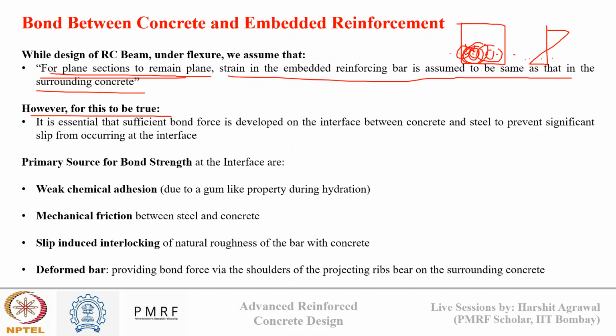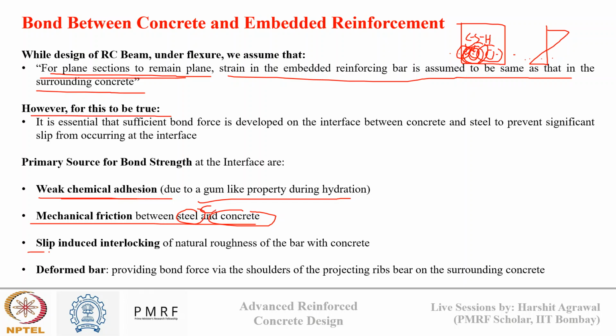Okay. Now, what all things contribute to the bond between steel and concrete? So, first is the weak chemical adhesion. We know in concrete there is precipitation of hydration products. These hydration products create a gum-like property on the steel reinforcement that gives a chemical adhesion between concrete and steel. Then there is mechanical friction between steel and concrete. Concrete is a rough material compared to steel, so that can generate some friction between them.